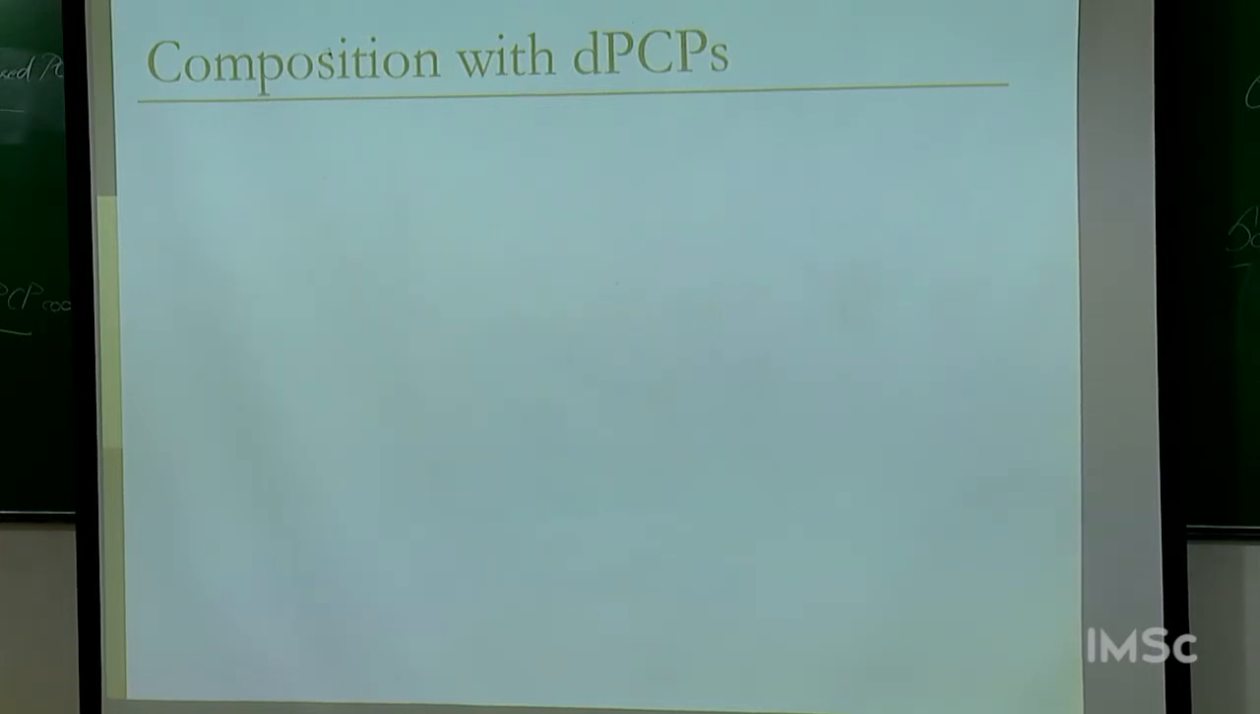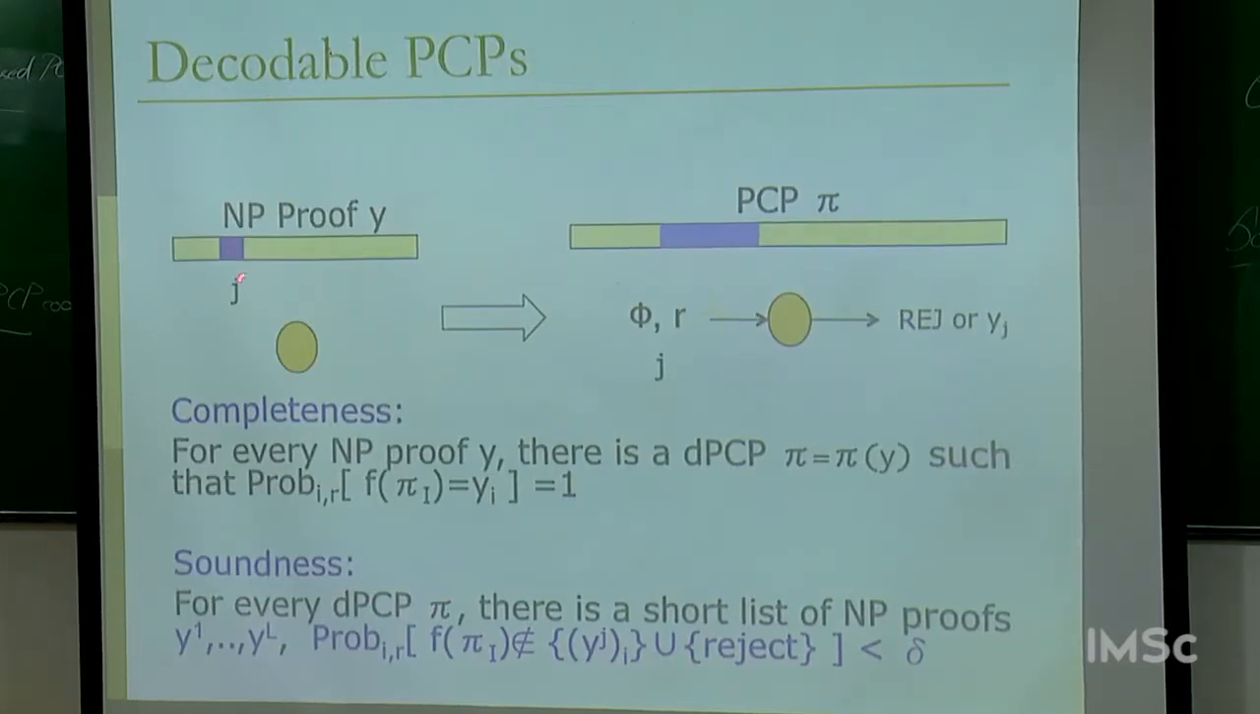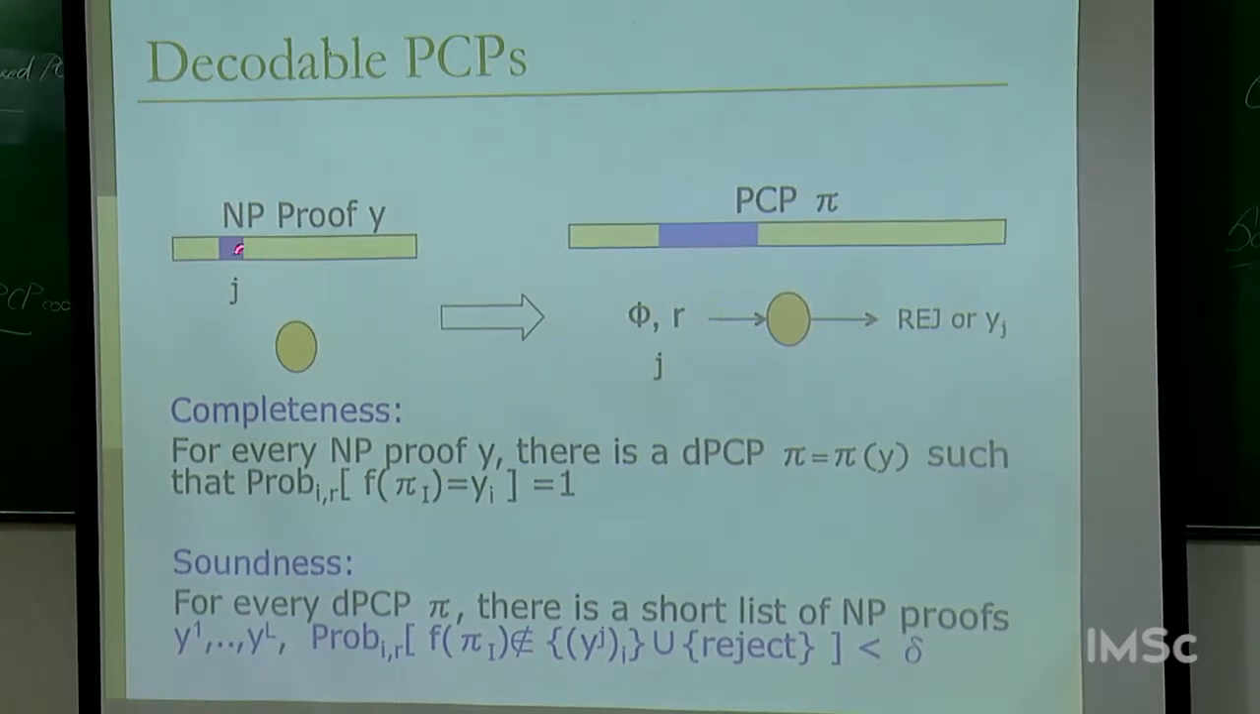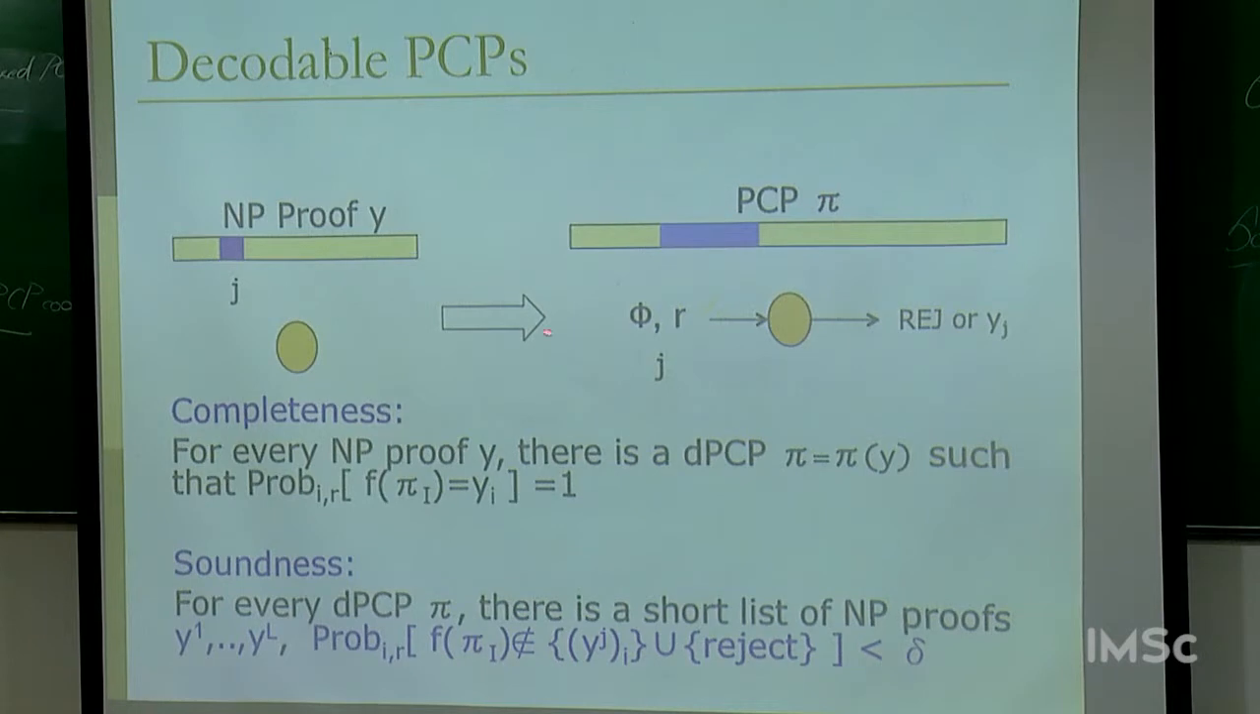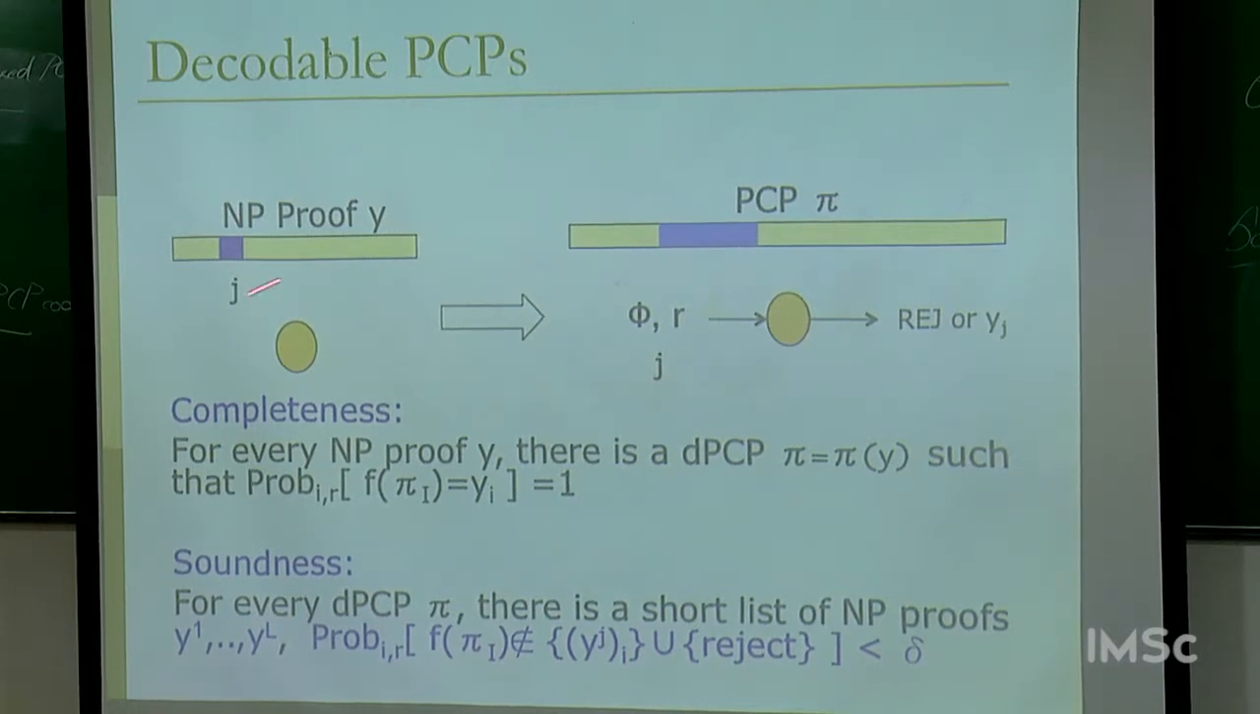So a decodable PCP, let me just go over it again. It's similar to a PCP, except now it will also return a value in the original NP proof. This is a slight change in the definition. I'm going to make a change in the definition of PCP of proximity, saying it's going to do this extra process for me, because I realized the composition with a PCP of proximity will not fetch me this object.